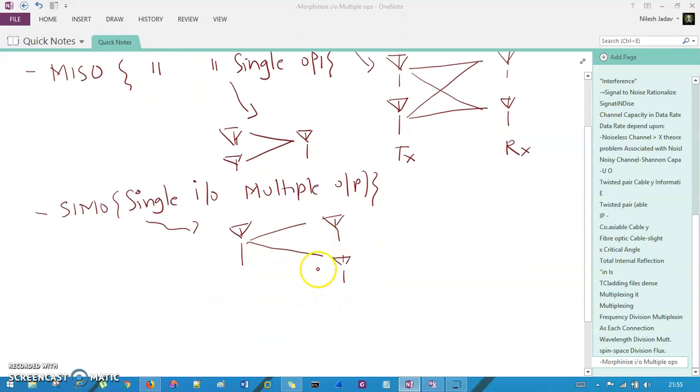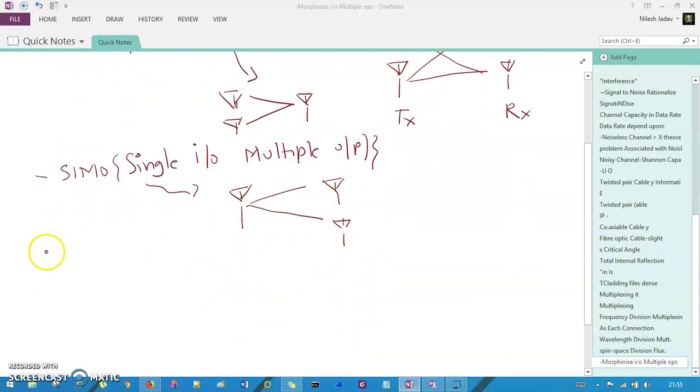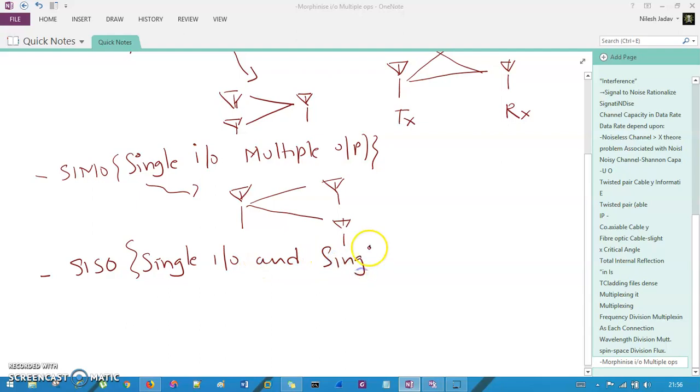There is one more thing. Along with SIMO, we have SISO, which is the general line of sight communication, which stands for single input and single output. Okay, so it means we have a single antenna here and one single antenna here, and when it sends data from one end to another end, it is single input and single output.